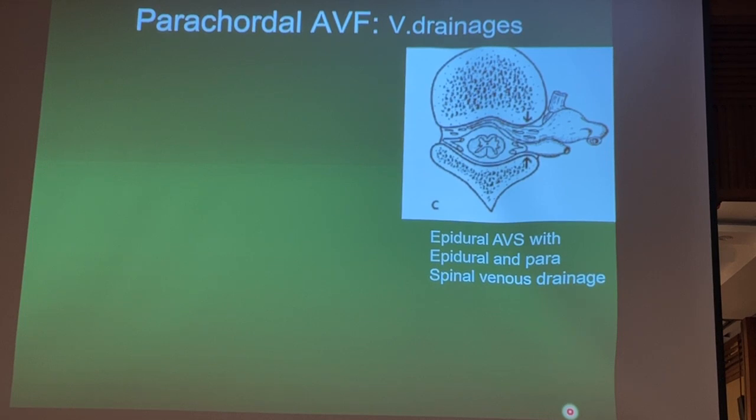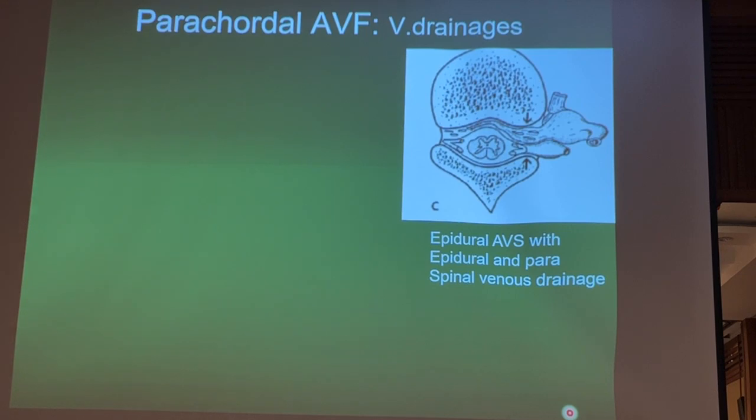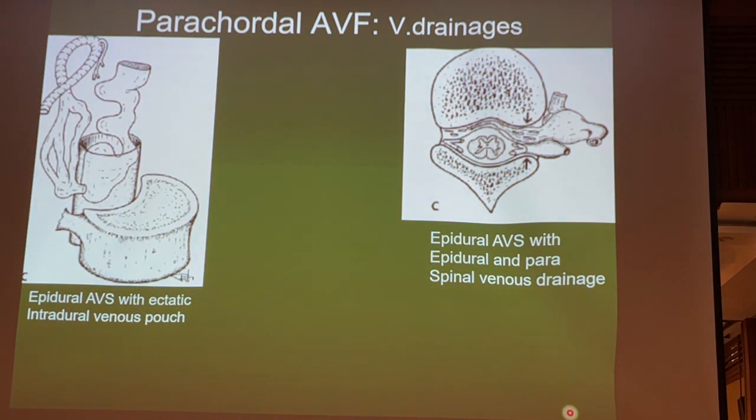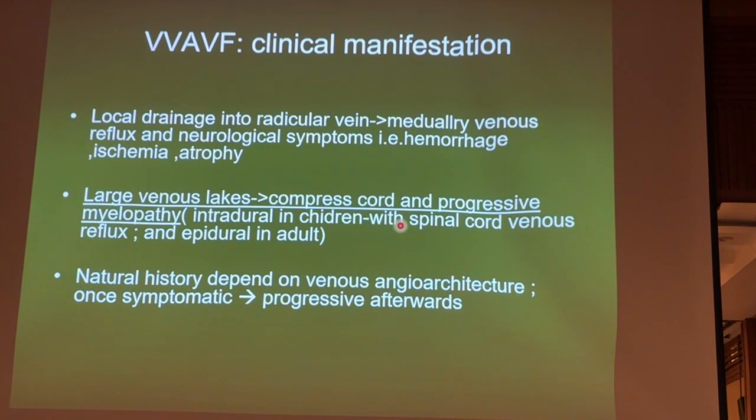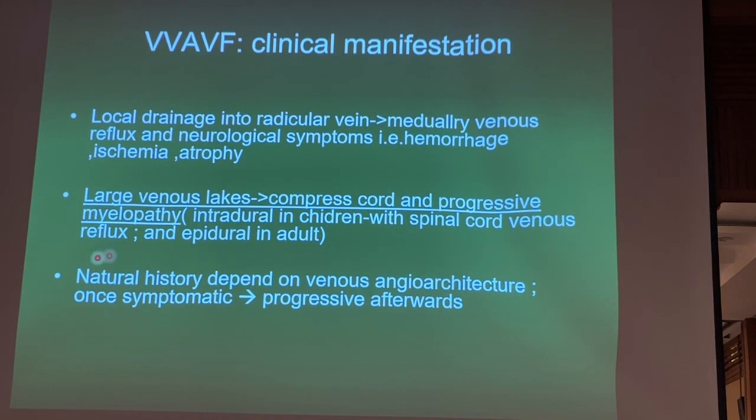Clinical presentation can relate mainly to the venous drainage. You can have epidural shunt with this type of epidural paraspinal drainage. You can have the ectatic intradural pouch. You can have the intersegmental drainage. Depending on the location, clinical manifestations are related to large venous pouch, compressed cord, progressive myelopathy. So when they have some retrograde reflux, you can have the intracranial symptoms.